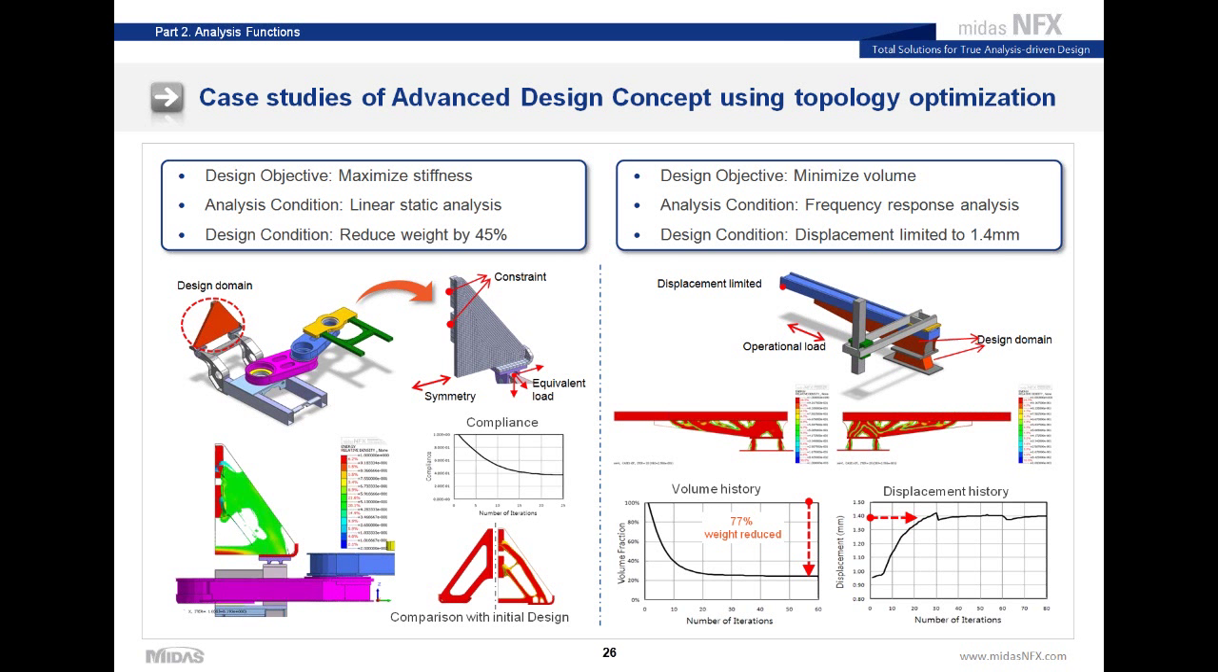On the left is the model I used during the first demonstration. The part here has been designed using the topology optimization feature, and the design control was to reduce the weight by 45%. You can also compare the design obtained with the topology optimization and the original design, and you will see it's not exactly the same.